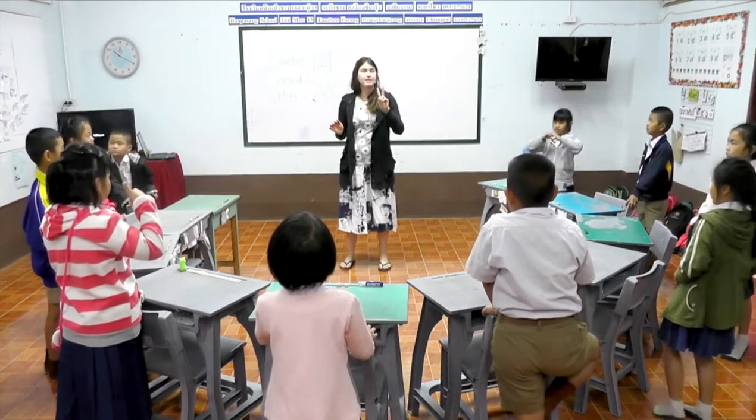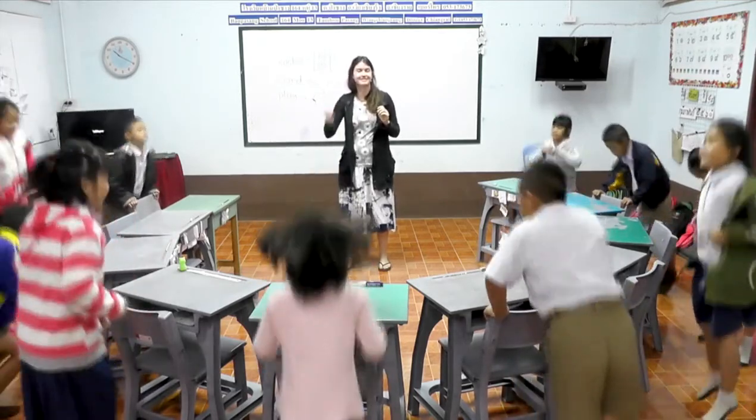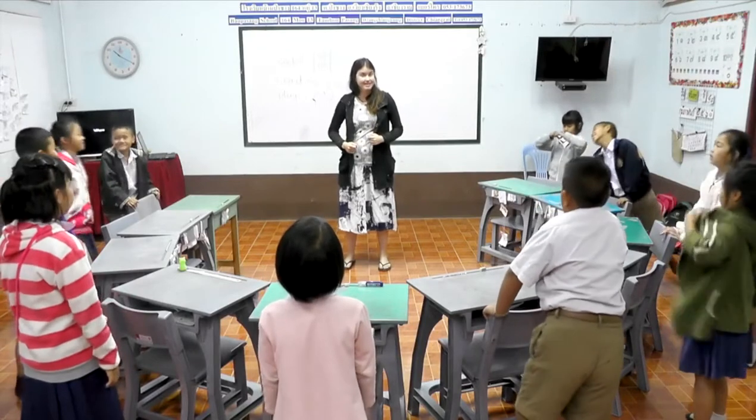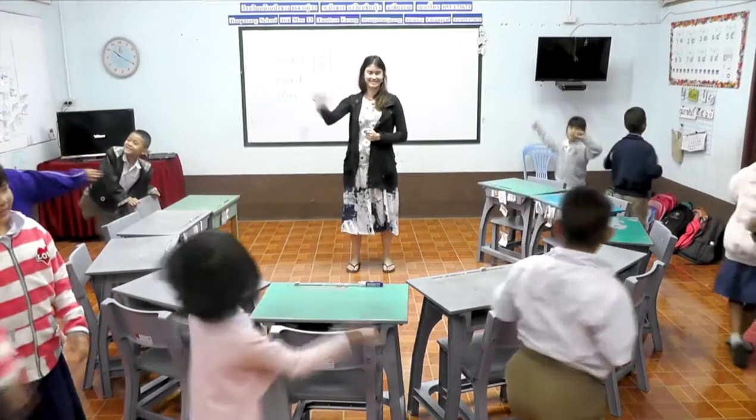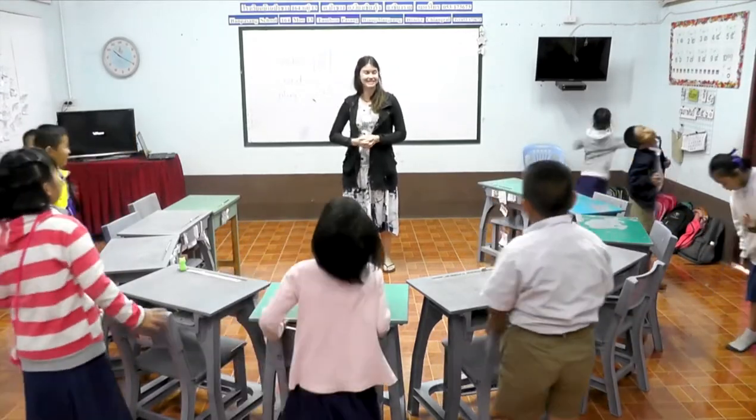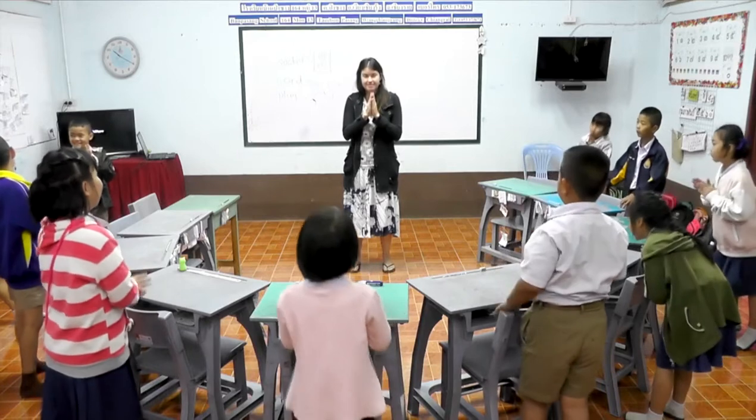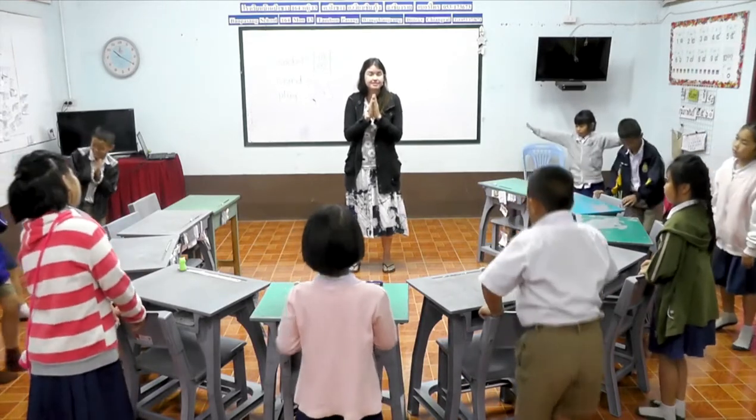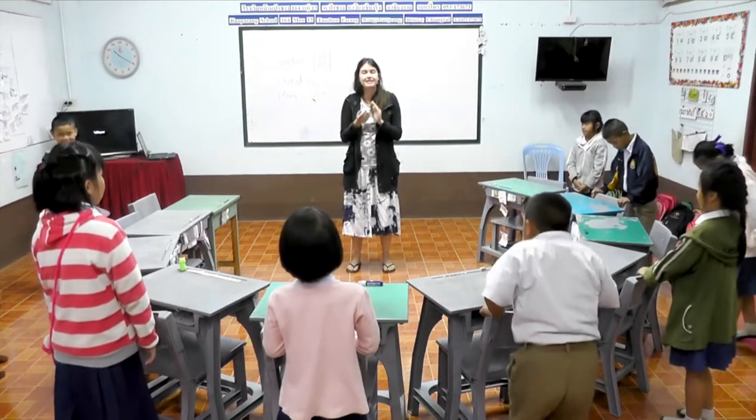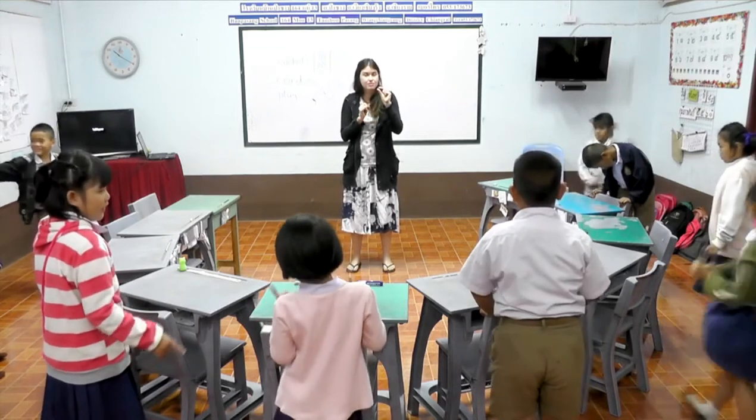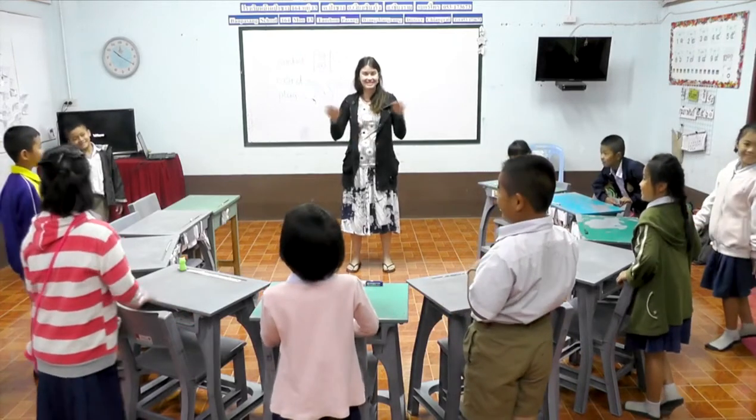Show me 3 big claps. Show me 3 big jumps. Let's take 3 big steps. And 3 big spins around. Great job. Okay, let's do 3 little claps. Take 3 little steps. Good. Do 3 little jumps. And 3 little spins. Great job. Okay, everybody take a seat.